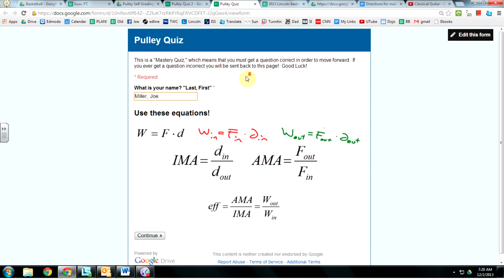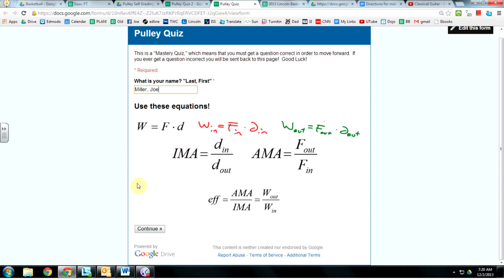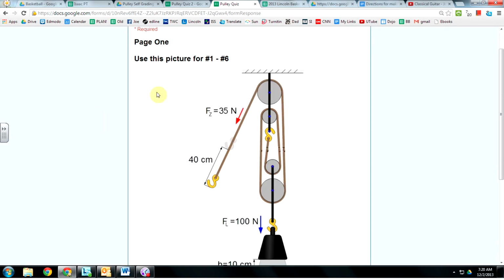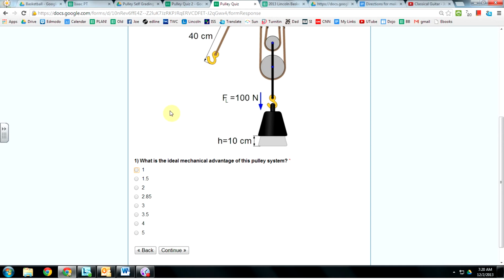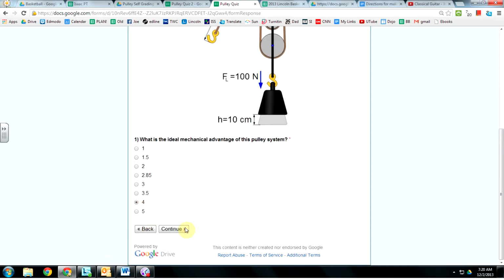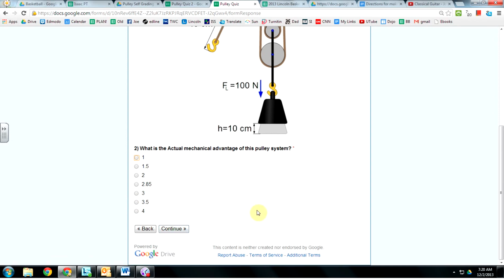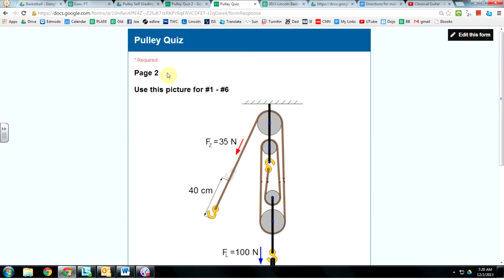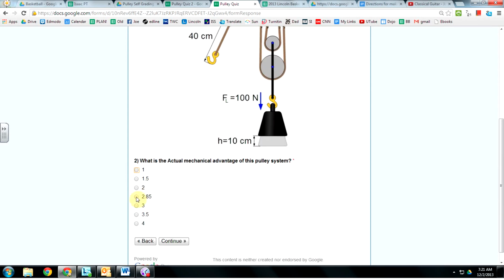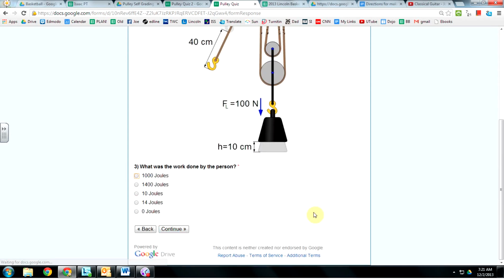And this is page 1. When you make a mastery quiz, you do it by pages. So here's the equations they might need for this particular quiz. And I go continue, and it goes to page 1 where they ask the question. Okay, so what is the ideal mechanical advantage? And if the right answer is 4 and they click 4 and hit continue, it will take them to question 2. Okay, and then they look at this question and ask them, what is the actual? And again, if they get the right answer, it moves them forward again.